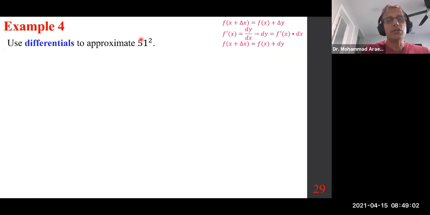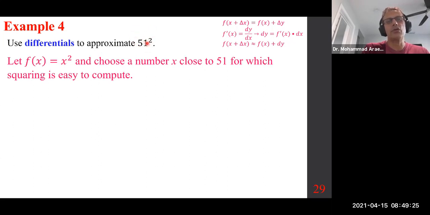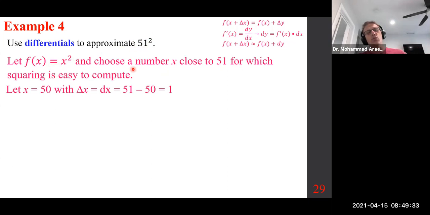But 51 squared, you want a function. By reading it, 51 squared, the function f of x is x squared. You want a number very close to that, that you can easily square. Obviously, 50 squared is just 5 squared, 25, and you put 2 zeros. So as you read the question, 51 squared, that means x squared. Closest number would be 50, and delta x would be the change, which is 1. It's important to see that from 50 to 51, we had a plus 1 dx.